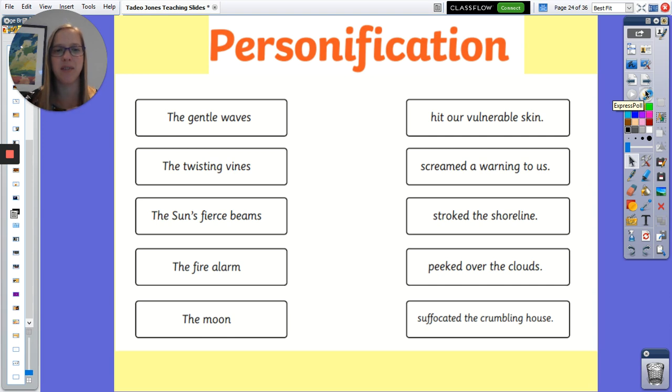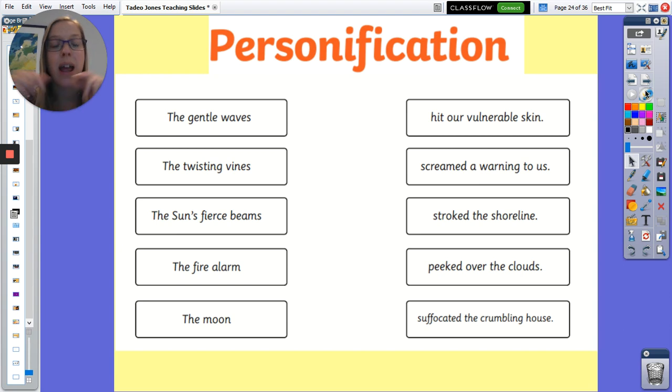So here we've got some personification examples, but they're split in half, so we've got to match them up. So we've got the gentle waves, the twisting vines, the sun's fierce beams, the fire alarm, and the moon. Those are our nouns, okay? Those are our objects, our things. And here we've got to give them a human-like quality, something that humans would do, that people would do. And we're going to match them up to find ones that make sense to add a bit more detail to that description. So we've got hit our vulnerable skin, screamed a warning to us, stroked the shoreline, peeked over the clouds, and suffocated the crumbling house.